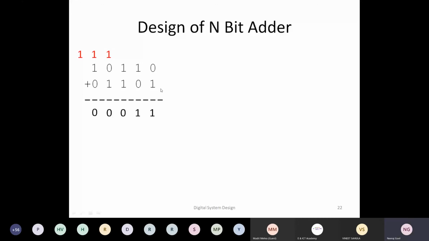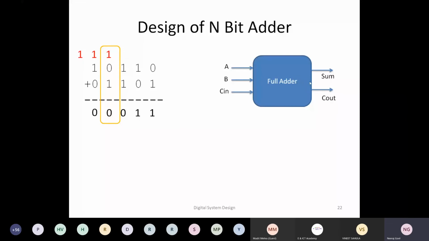So I can write this whole thing as one iteration. I can write this as one instance of a full adder, which will have three inputs, A, B, and carry in. Carry in means the carry of the previous stage, and there will be two outputs, sum and carry out. Now, because it is going to be an n-bit adder, I need to cascade these blocks multiple times. If it is n bit, then there would be n such blocks.